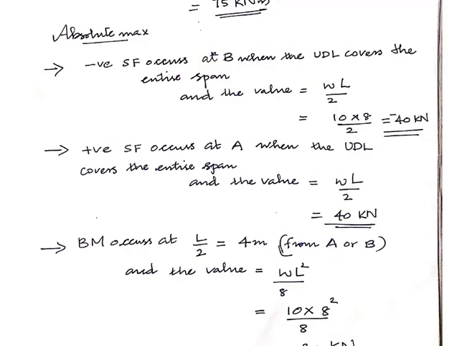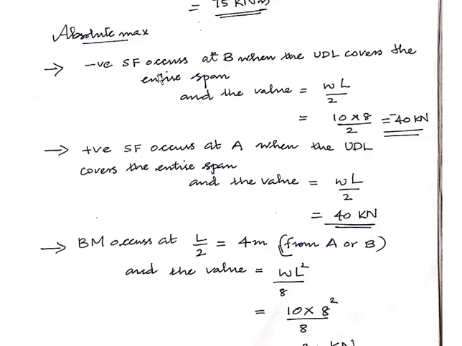Now the absolute maximum values of shear force and bending moment. Absolute maximum negative shear force occurs at B, when the UDL covers the entire span, and the value is WL by 2, where W is 10, L is 8, so WL by 2 is equal to 40. So the absolute maximum negative shear force is minus 40 at B when the UDL covers the entire span. Similarly, absolute maximum positive shear force occurs at A when the UDL covers the entire span, and the value is again WL by 2, equal to 40 kilonewton.